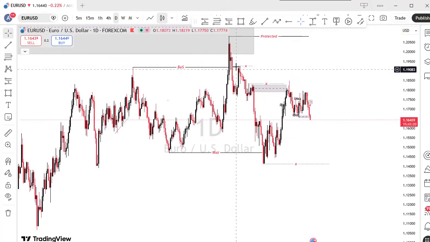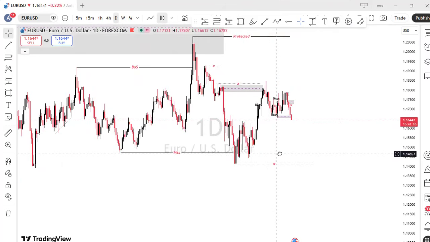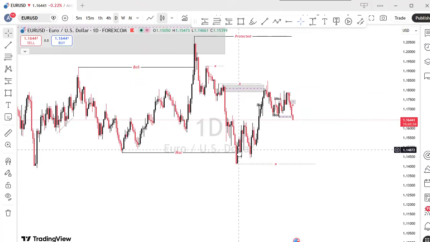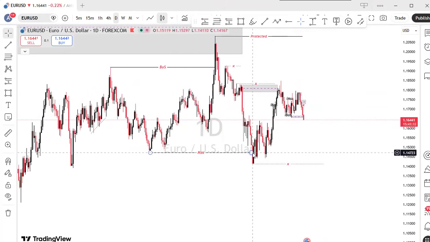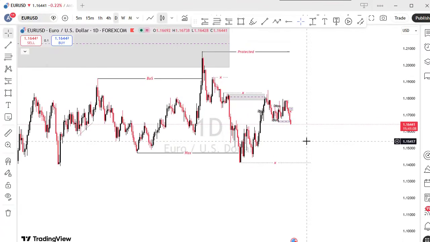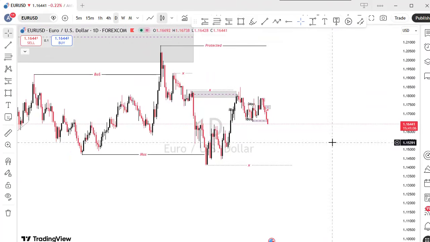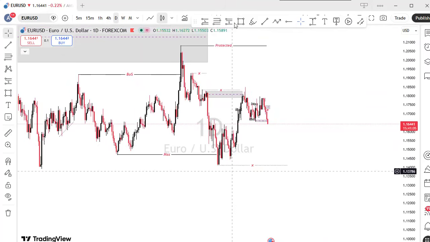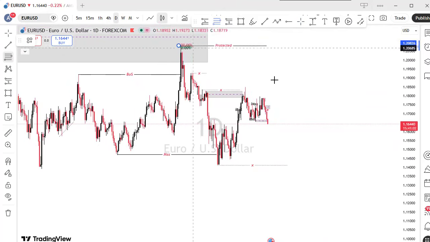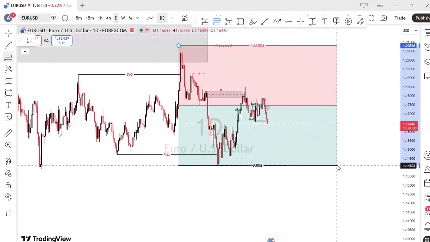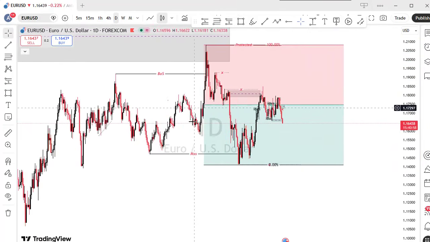All right. So now the question is, immediately I see this market structure shift, do I start looking for entry immediately? No, I'm not a break and retest trader. So I have to follow my procedure again, which is also very simple. I'll pick my Fibonacci again, place it from the swing high to the swing low. Very easy.